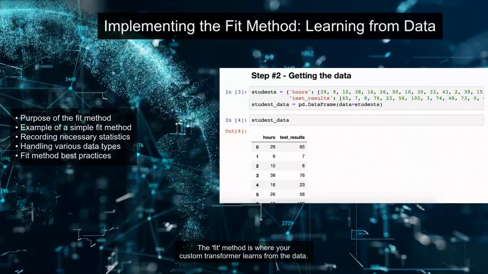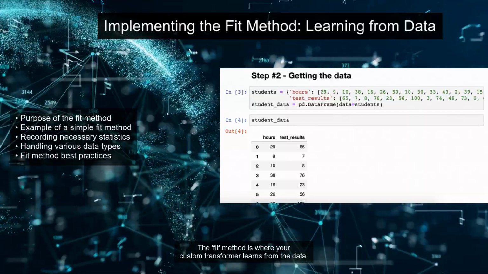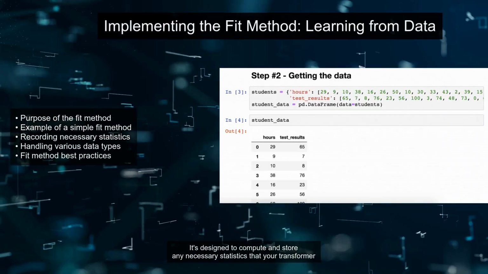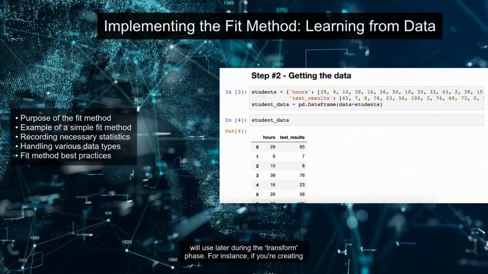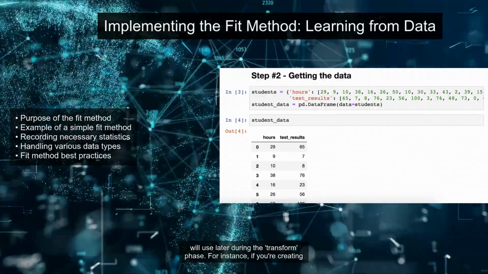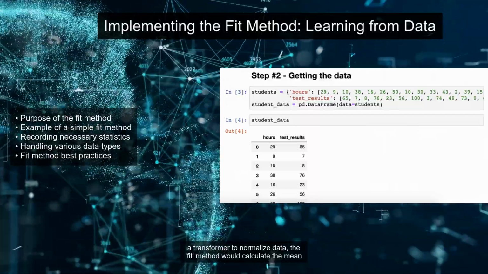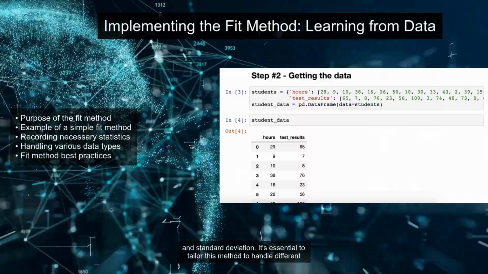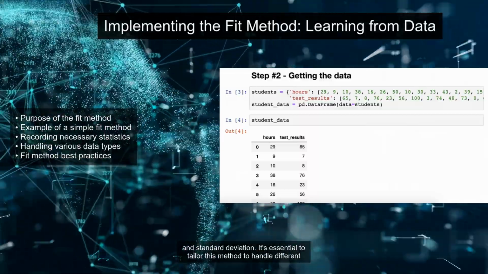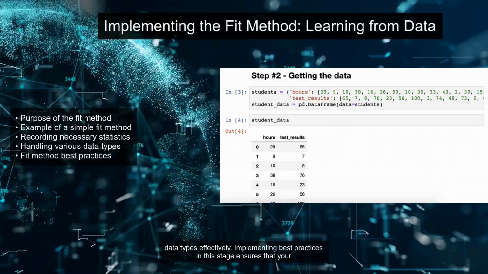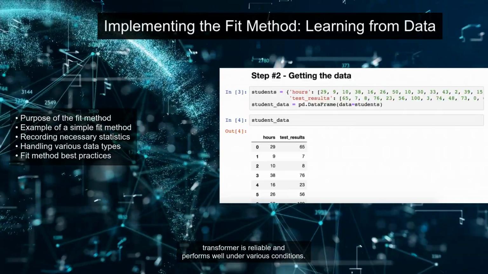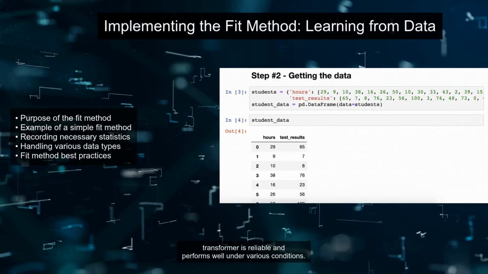The fit method is where your custom transformer learns from the data. It's designed to compute and store any necessary statistics that your transformer will use later during the transform phase. For instance, if you're creating a transformer to normalize data, the fit method would calculate the mean and standard deviation. It's essential to tailor this method to handle different data types effectively. Implementing best practices in this stage ensures that your transformer is reliable and performs well under various conditions.